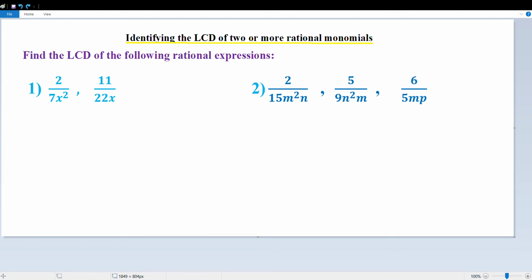This is Ajay, and today in this video we'll learn how to find the least common denominator, in short LCD, when we are working with two or more rational monomials. Before we jump into the actual problems, let's first discuss what monomials are. So monomials are algebraic expressions having exactly one term.